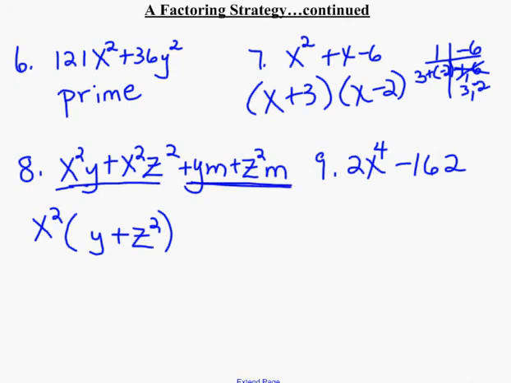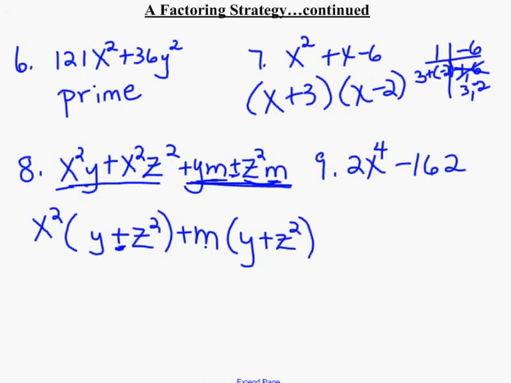Look to see if I have anything in common. And I have an m here and an m here. Bring out a positive m. I have that in common. I knew I wanted to bring out a positive because this sign here was positive. My sign here was positive. I knew I wanted a positive in my parentheses, so I didn't need to worry about changing a sign. So now I've got ym divided by m. That leaves me y. Bring down my plus sign. Z squared m divided by m gives me z squared.